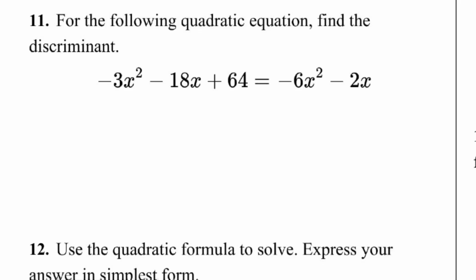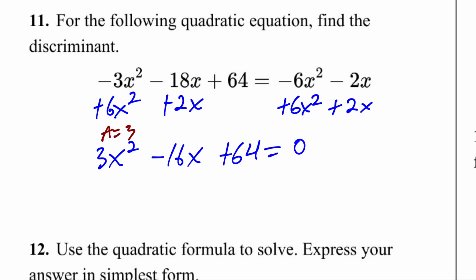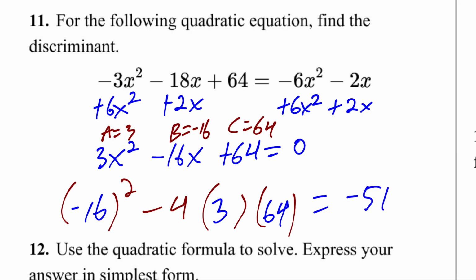All right, one last problem here. We're going to add 6x squared to here and here. We're going to add 2x here and here. We have 3x squared minus 16x plus 64 is equal to 0. That means that a is 3, b is negative 16, and c is 64. So if I plug those into b squared minus 4ac, I'm going to plug in a negative 16 here, a 3, and a 64. If I put that into my calculator correctly with parentheses, I get negative 512.